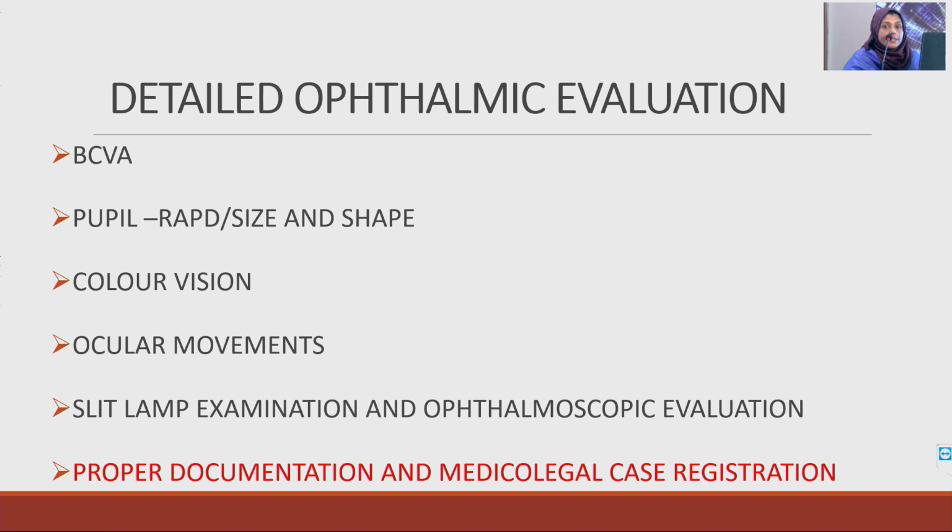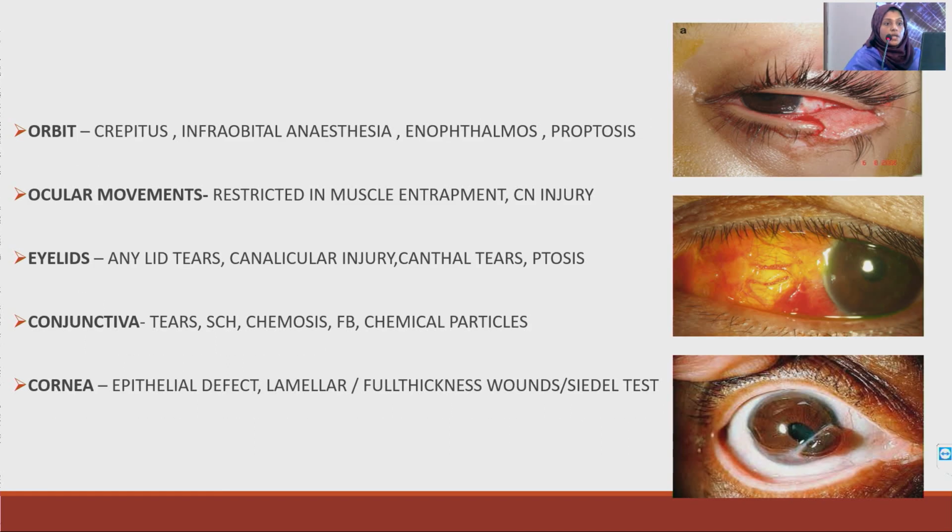Then a detailed ophthalmic evaluation, which includes best-corrected visual acuity, pupillary examination, ocular movements, slit lamp examination, and ophthalmoscopic evaluation. Then don't forget to do proper documentation and medico-legal registration if required. In the orbit, look for crepitus, infraorbital anesthesia, enophthalmos, proptosis. Ocular movements may be restricted in case of muscle entrapment or cranial nerve injury.